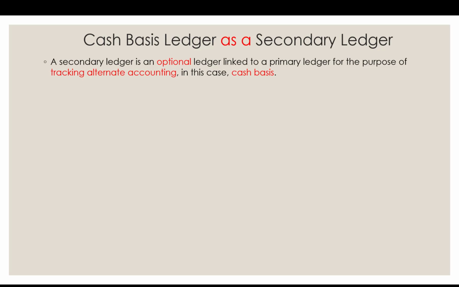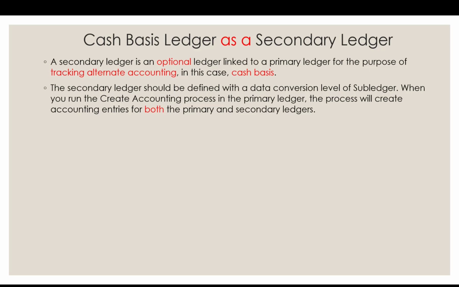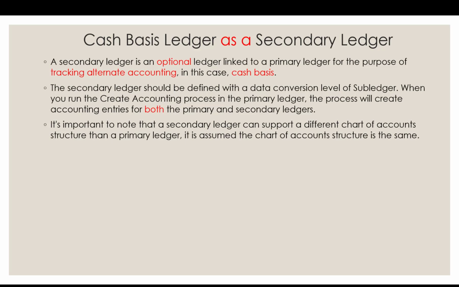A secondary ledger is an optional ledger linked to the primary ledger for the purpose of tracking alternate accounting, in this case cash basis. The secondary ledger should be defined with data conversion level of subledger. When you run the create accounting process in the primary ledger, the process will create accounting entries for both primary and secondary. It's important to note that a secondary ledger can support a different chart of accounts structure than a primary ledger. It's assumed the chart of accounts structure is the same.